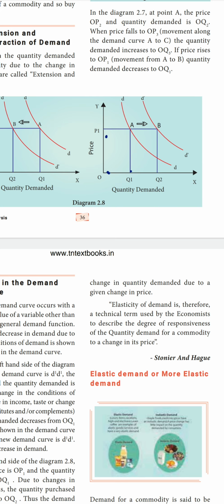But due to a change in some other condition, maybe your income has increased. So what are you doing there? Even if the price of the product is higher, you are buying more. You are buying the product more. It is called an increase in demand. Okay, try to understand, children.